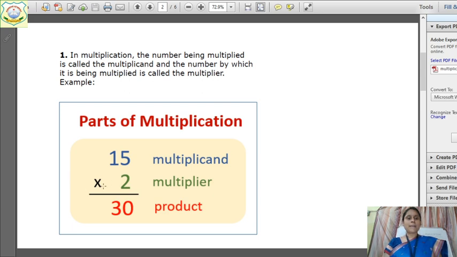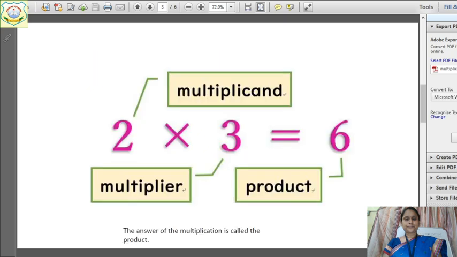So there are three parts of multiplication. This is multiplicand, this is multiplier, and this is product. This is the symbol of multiplication. Clear to all? Now we'll come to our next slide.